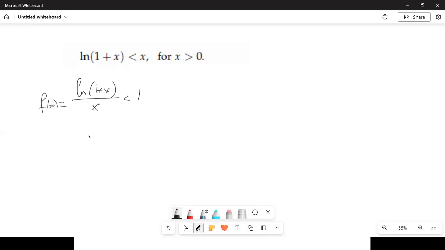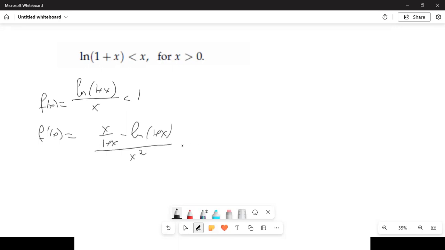Then I find the derivative of f(x). It is x over 1 plus x minus ln(1 plus x). Okay, so the derivative of this function: we have x divided by 1 plus x minus ln(1 plus x), divided by x squared.